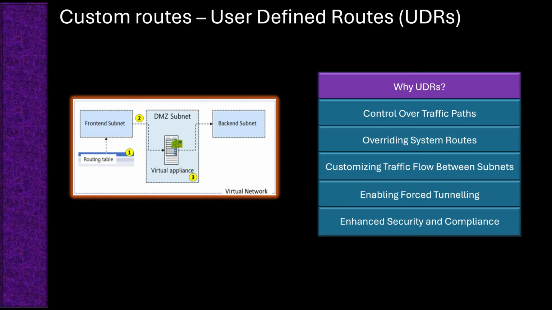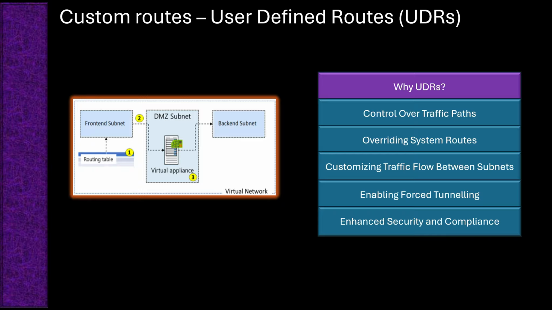Let's understand user-defined routes in this video. User-defined routes are custom routing configurations that you, as a network administrator, set up to control the flow of traffic within your Azure Virtual Network. By default, Azure automatically creates system routes for each subnet, but with UDRs, you can customize these routes to meet specific requirements.